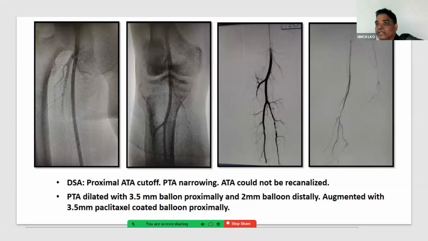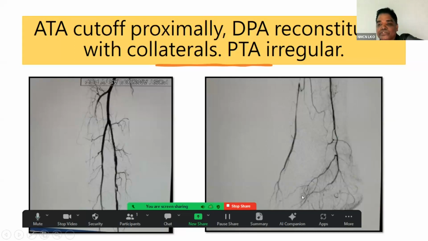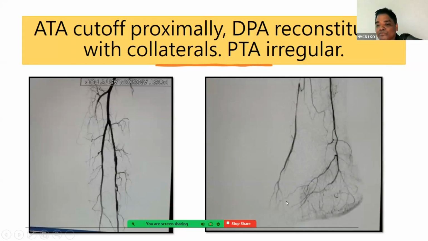So dilatation was again done by 3.5 mm balloon. And this is the result after the angioplasty. You can see the ATA is still cut off, and there's improvement of flow across the posterior tibial artery, and there's flow into the foot via collaterals. And this is the result after a few months, where you can see that there is healing of the ulcer.